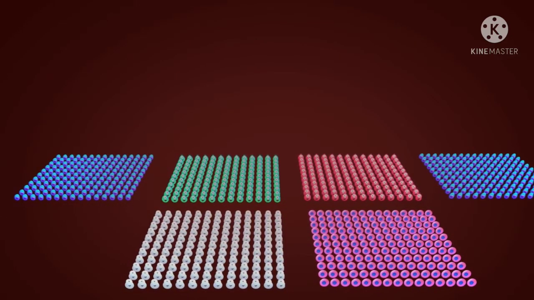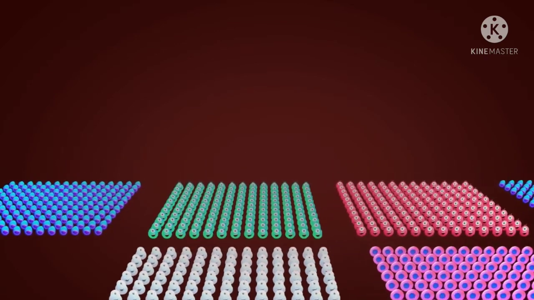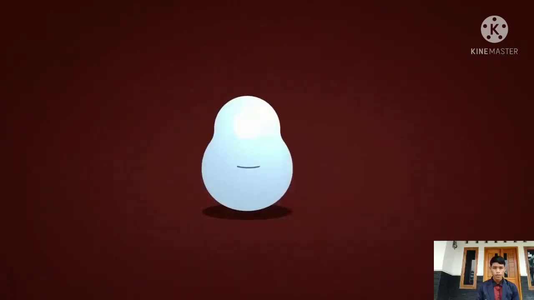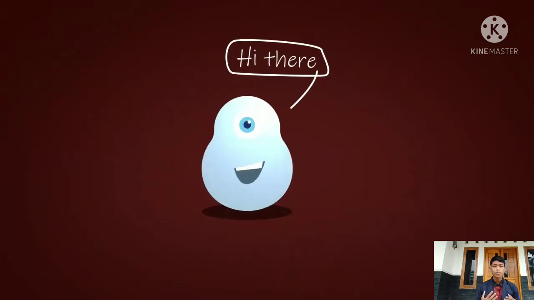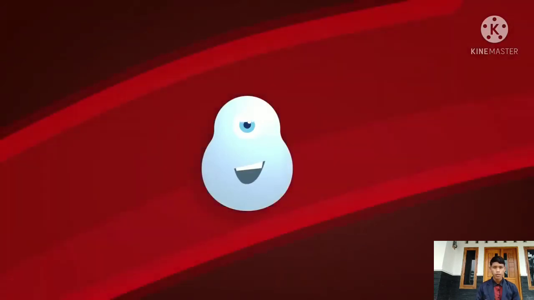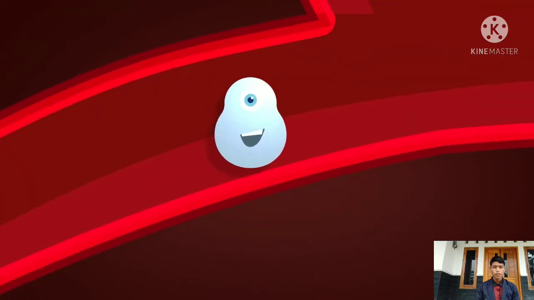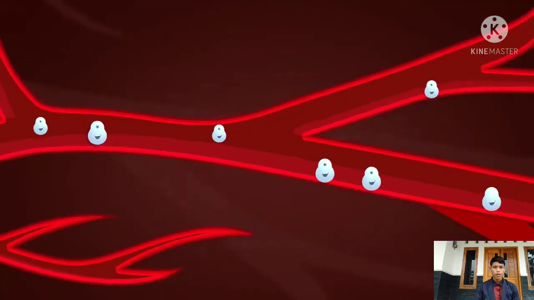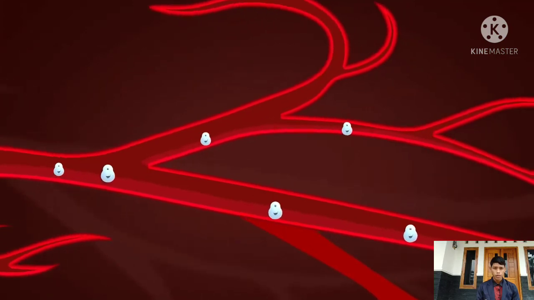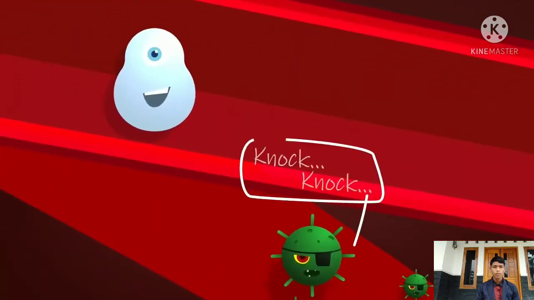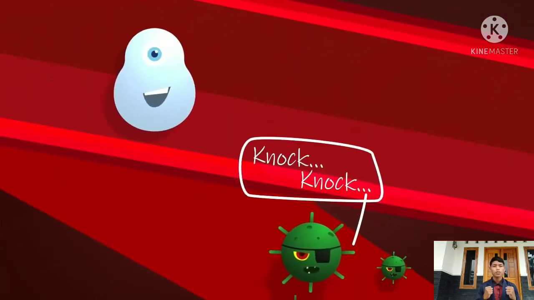The following is an illustration of how the fish immune system works. The first is the white blood cell, or leukocyte, which is always circulating throughout the body through blood vessels to ensure the absence of pathogens in the fish body.